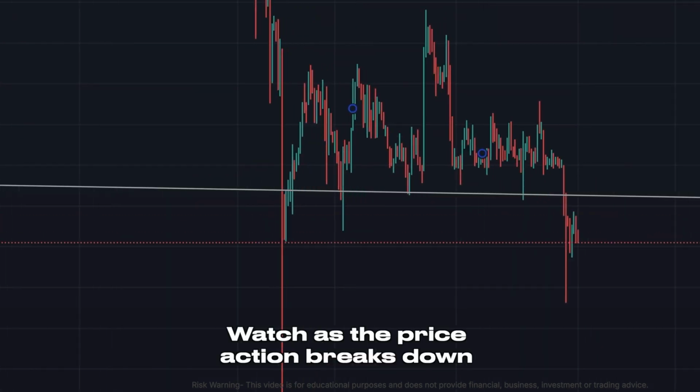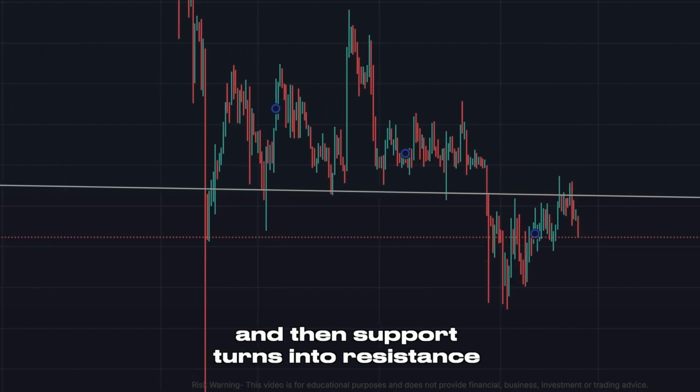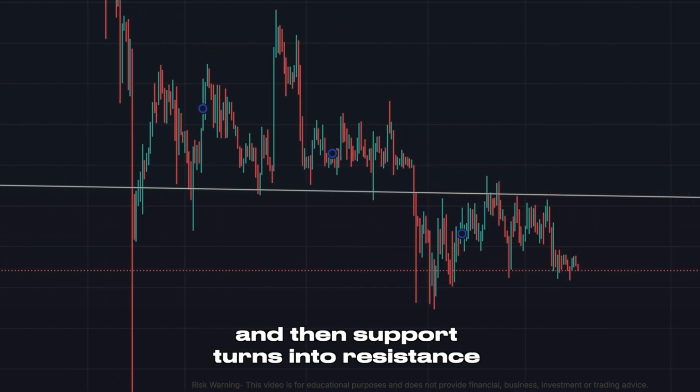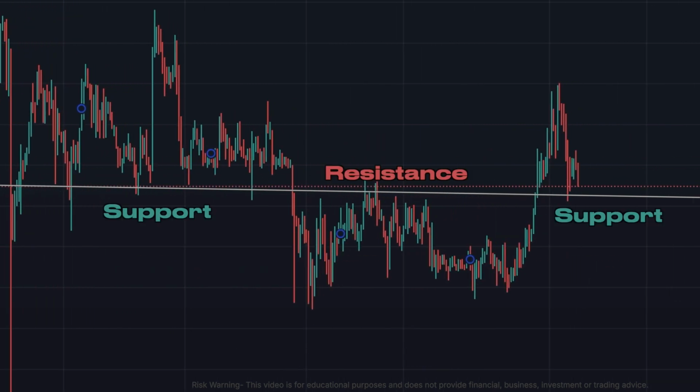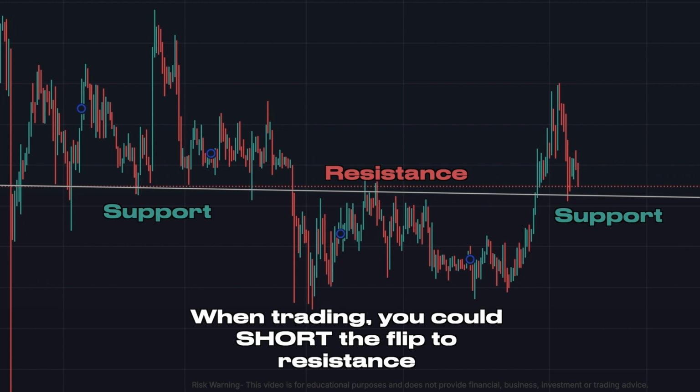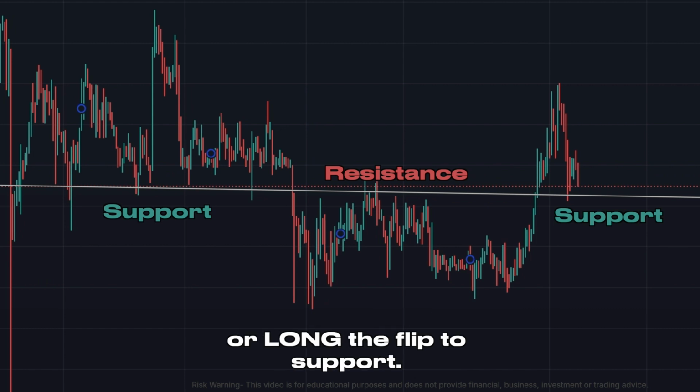Watch as the price action breaks down and then support turns into resistance. The price action then breaks back up and resistance becomes support again. When trading, you could short the flip to resistance or long the flip back to support. This is what's called an SR flip, a support and resistance flip.